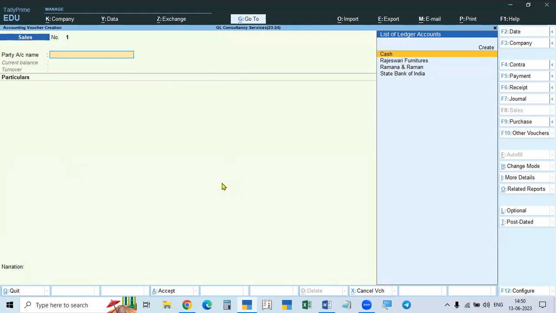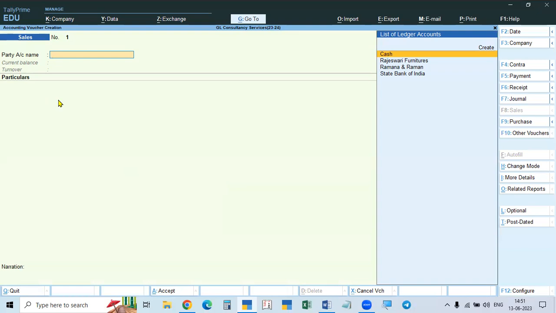But in the case of purchase or sale of goods, we have to create a separate account, a goods account in the name of purchases account and sales account. That is the ledger. This is sales, this is accounting voucher type. So don't be confused. This is voucher type, and we create the ledger account for goods, purchases, sales, purchase returns, sales returns. We create ledger accounts.